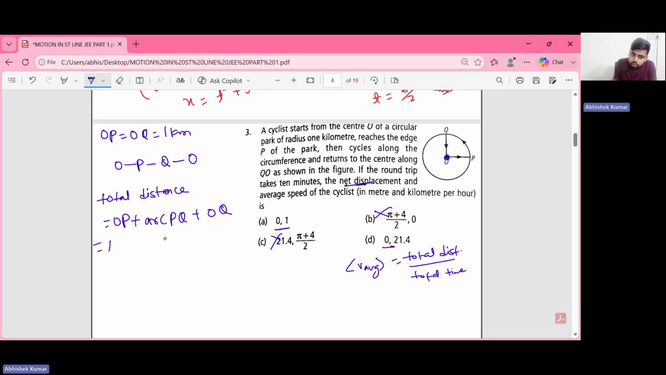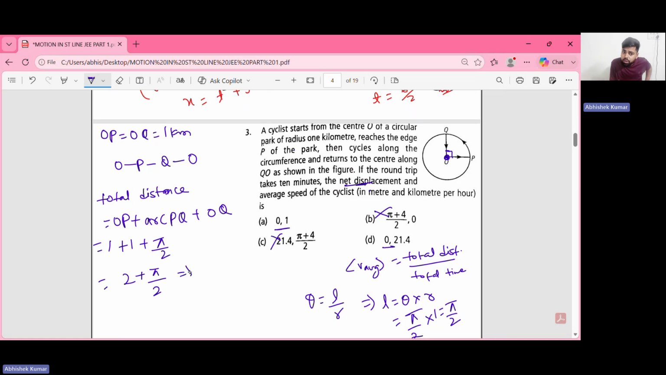The OP is how much? 1. OQ is how much? 1. So 1 plus 1. Now we have to find the arc. We know that theta is equal to L by R from your first chapter, where L is the arc. So L is equal to theta into R. Theta is the angle in radians. 90 degree is pi by 2, so pi by 2 into 1 means pi by 2. So this is your total distance: 2 plus pi by 2. It means 4 plus pi by 2. This is your total distance traveled.